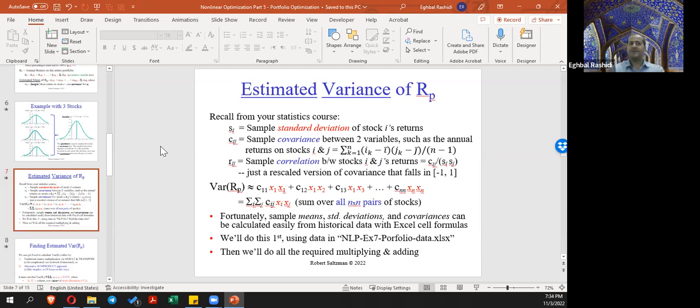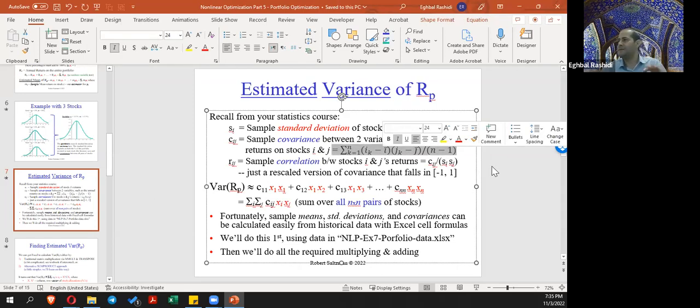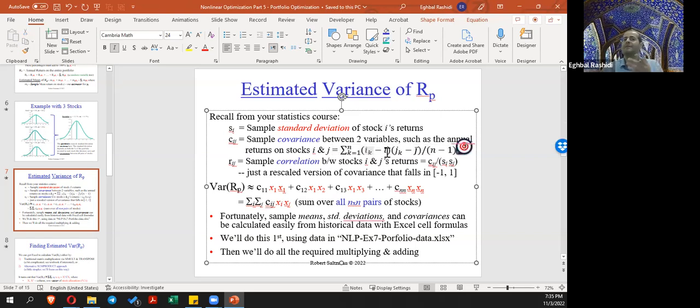So if you recall from statistics, Si stands for the sample standard deviation of stock i's return. Cij stands for the sample covariance between stock i and stock j. You don't need to actually understand this formula, but it is the average of stock i's rate of return minus its average, multiplied by stock j's rate of return minus its average, divided by n minus one, summed up for all the observations that you have.